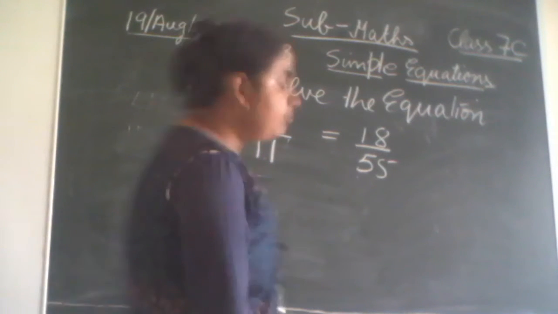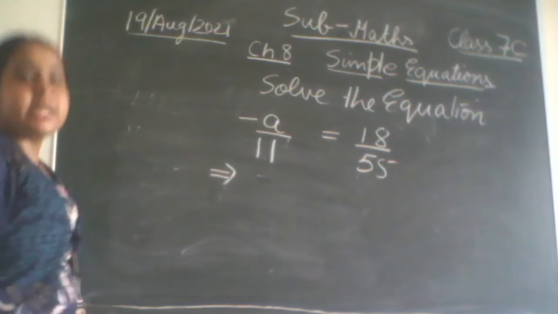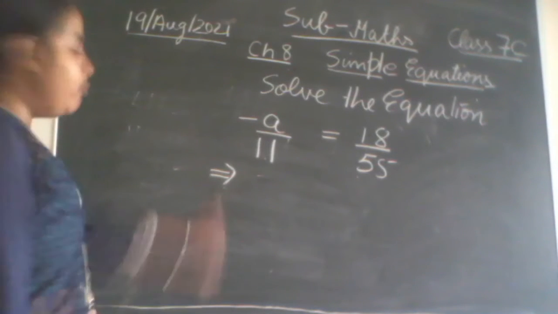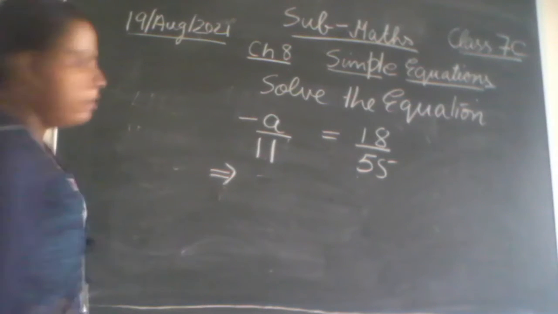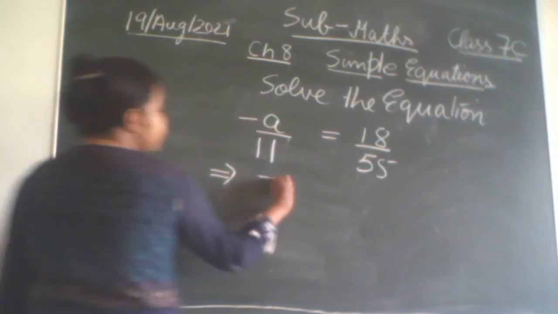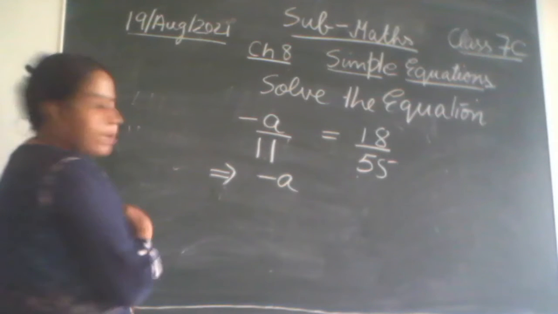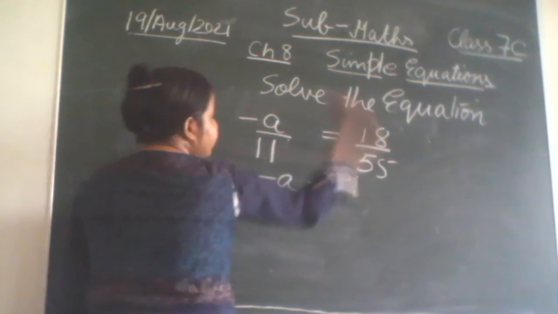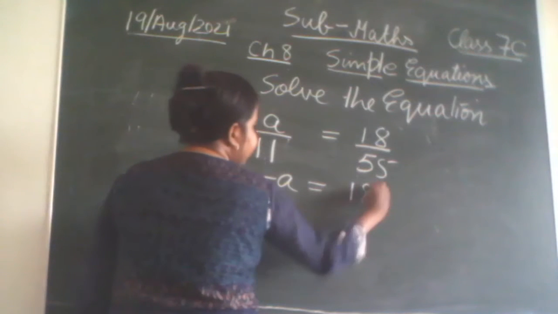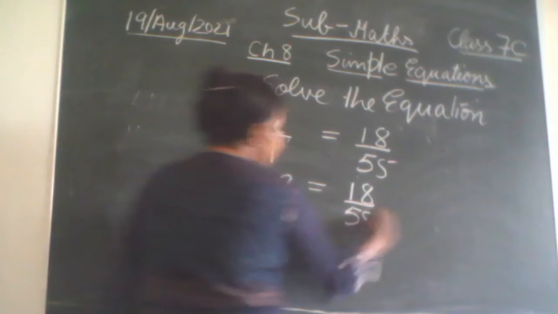Understood? Yes, ma'am. So when LHS and RHS are written together, we put the sign as implies that, not equal to. Okay, so minus A will be here. Now we will be taking this 11 to the RHS side, so it became 18 by 55 into 11.